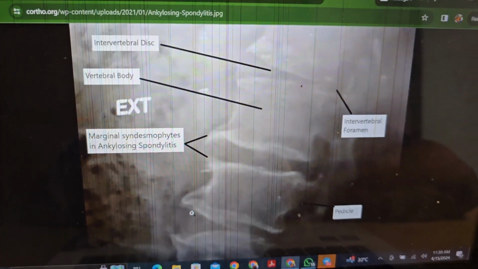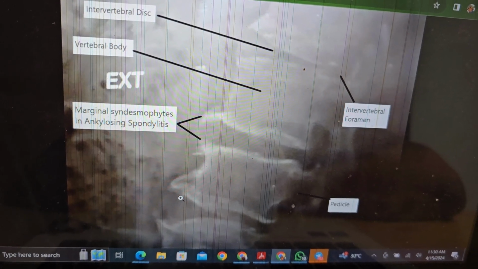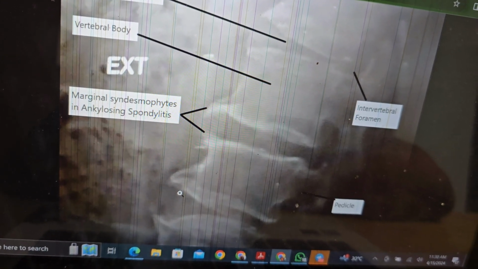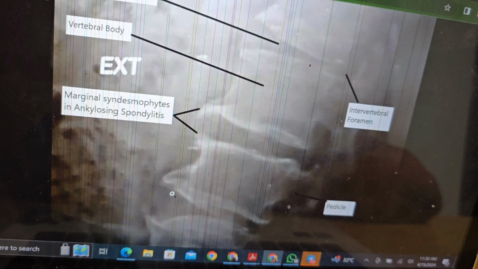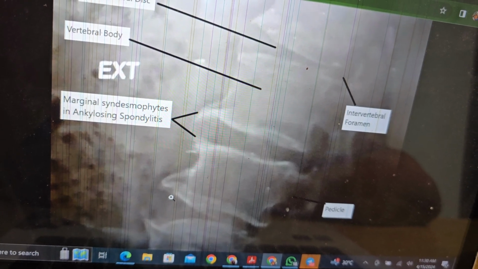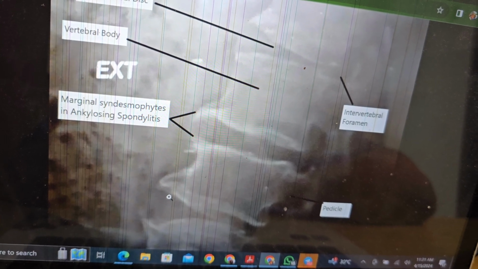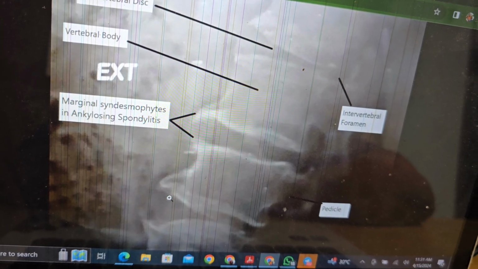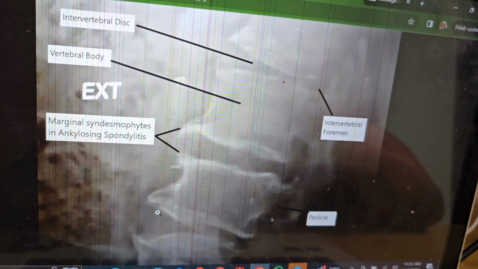So here I want to tell you one thing. I took this picture from the internet and put it in my lecture here, and you can see the beaking of the anterior body edges, and these are because of these marginal appearances you can appreciate in ankylosing spondylitis. So these are very important features, and definitely I will mention other features here, but I just wanted to show you for clarification.